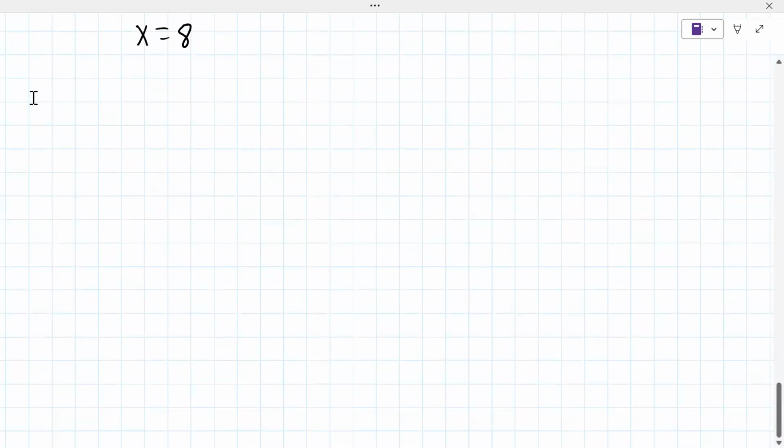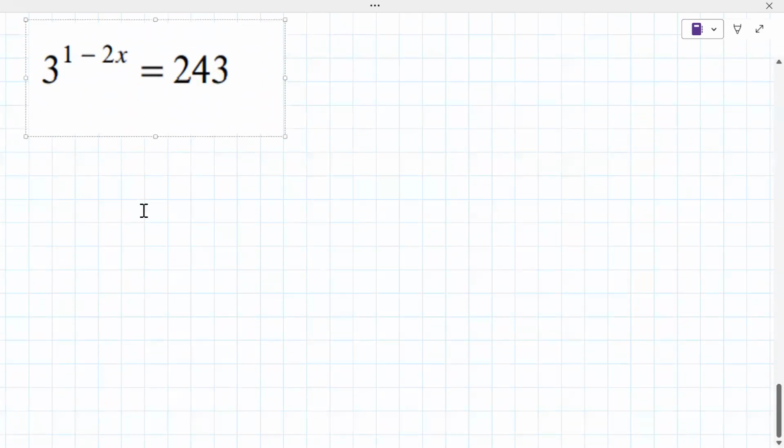Okay, so here's one for you to try. Same idea, just different numbers. Could you give that a try, please?